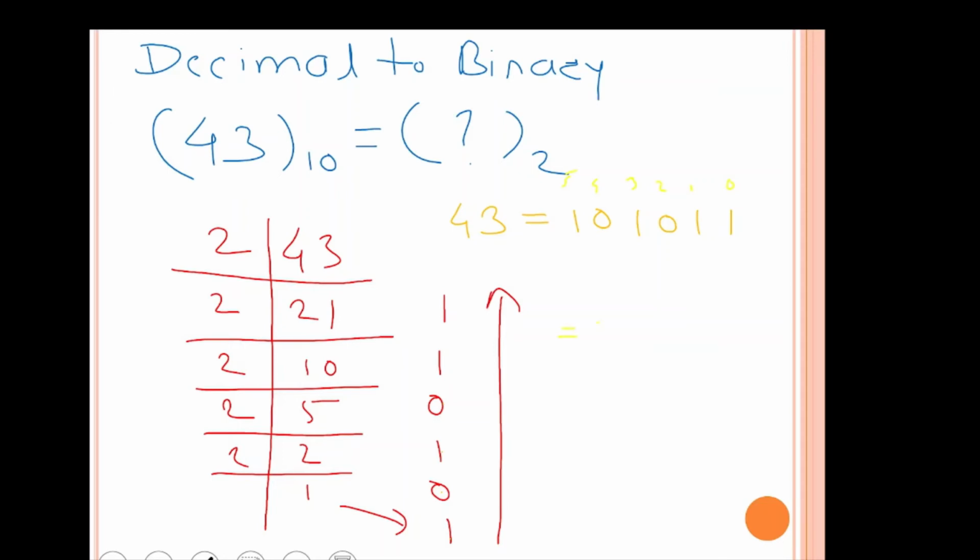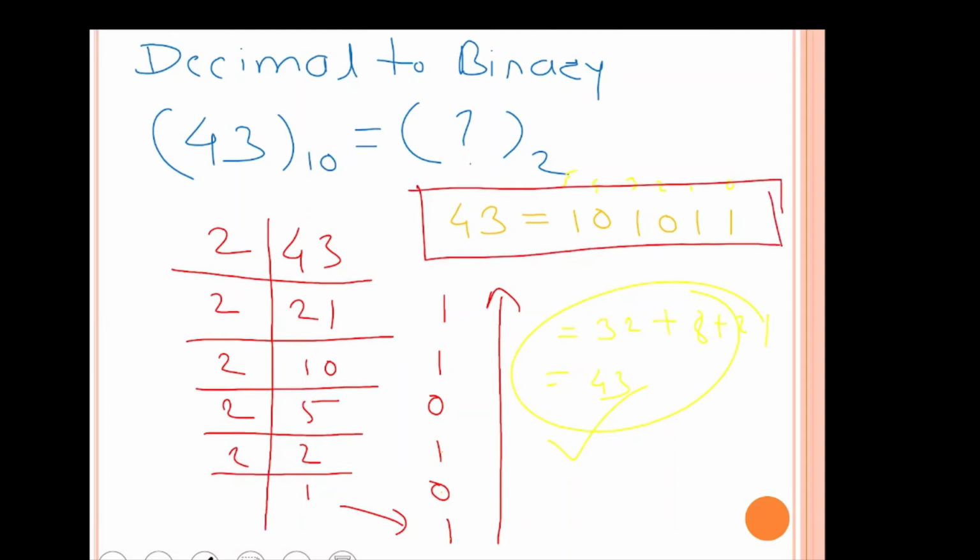2 raised to 5 is 32. Then 2 raised to 3 is 8. Then 2 raised to 1 is 2. 2 raised to 0 is 1. So 32 plus 8 is 40, 42, and 43, which means your answer is correct. Okay? This way you can cross check your answer. This is how you have to convert your integer decimal number into binary.